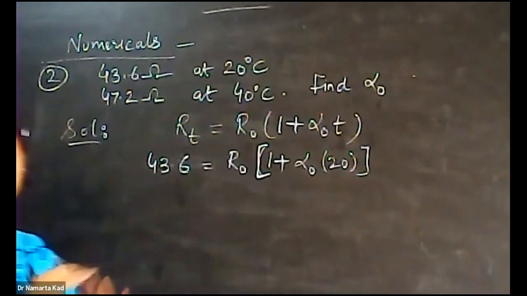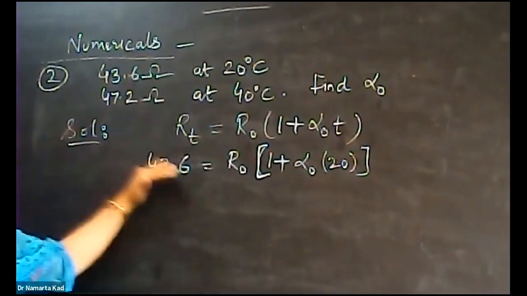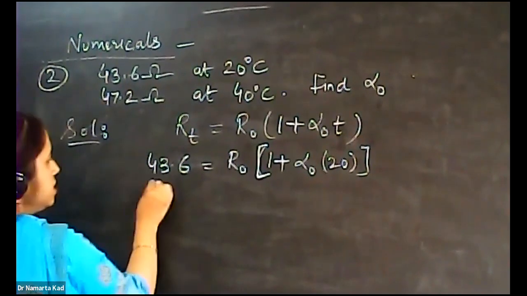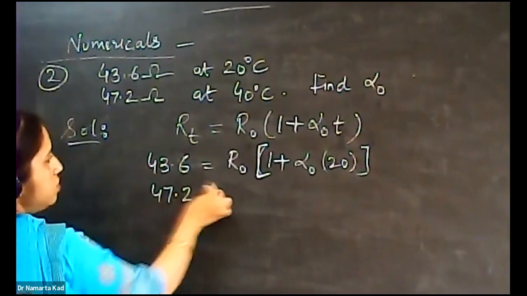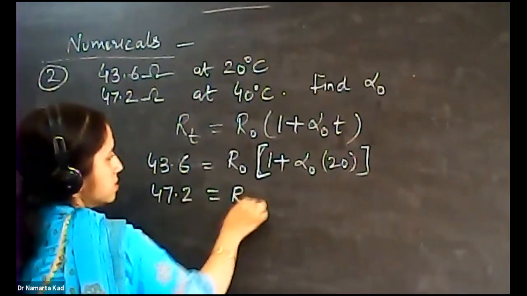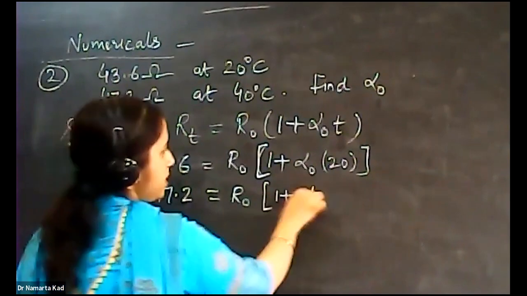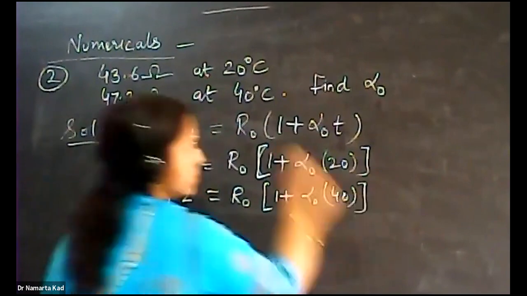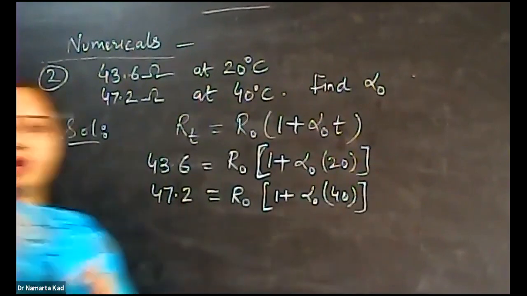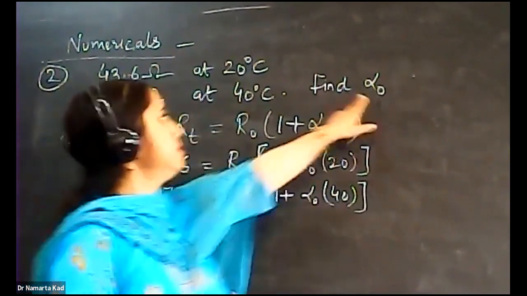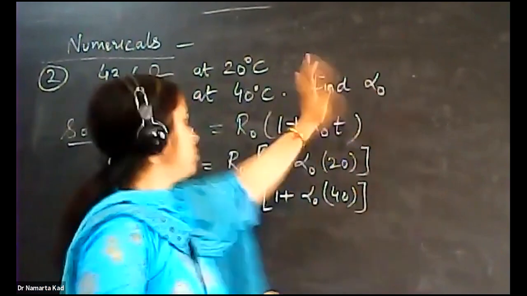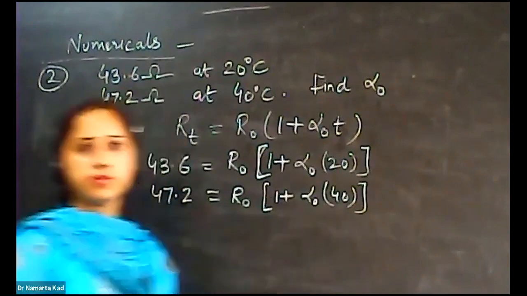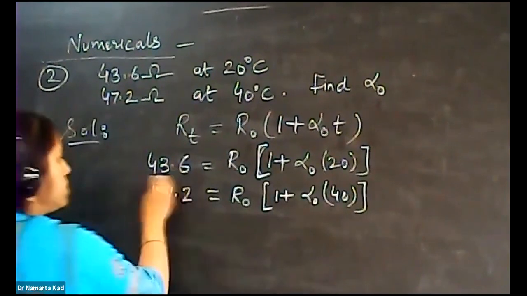This is our first equation as per the first condition. Now similarly for the second condition, it is 47.2 is equal to R naught into 1 plus alpha naught into temperature, now is 40. Okay, so our motto is to find the alpha naught. So to find alpha naught, just divide these two equations. Okay, just divide these two equations like this.